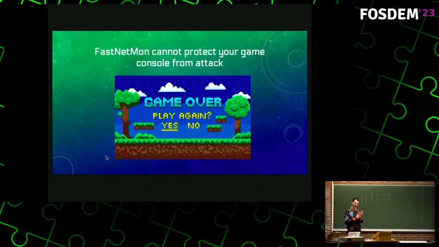And if you have some issues with DDoS when you play on your Xbox or PlayStation, also, I'm sorry, we cannot help you. I explicitly decided to add this slide because I get too many questions, and I think it's one of the really serious problems in modern days, because you cannot play because of DDoS.